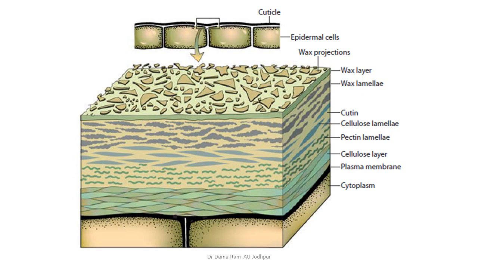So for a pathogen to cause disease in a plant, it should invade the host surface, that is the host cell. These are the parts of a host cell. First is the cuticle, then epidermis, then wax layers, then cutin, cellulose, then pectin layers, and after that it enters into the cell: plasma membrane and cytoplasm.